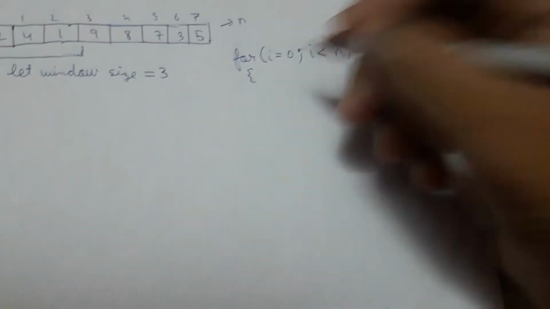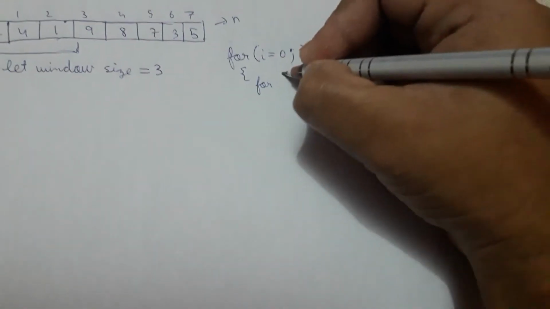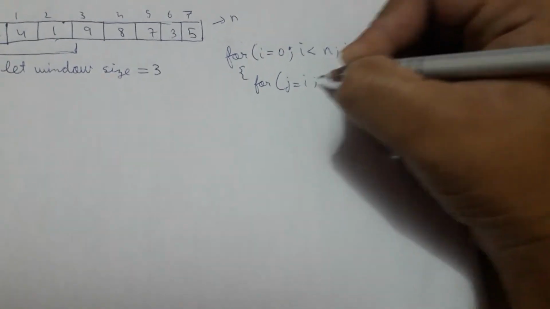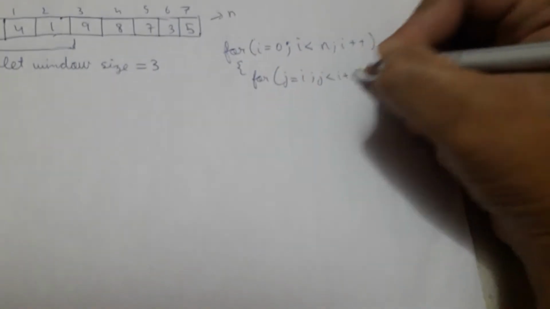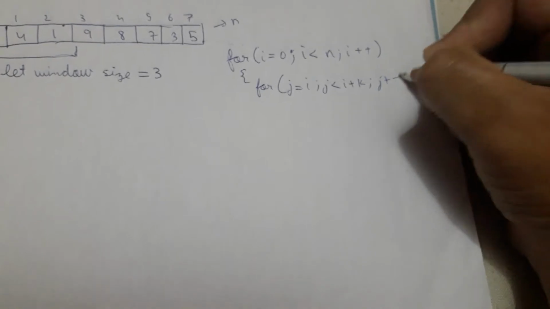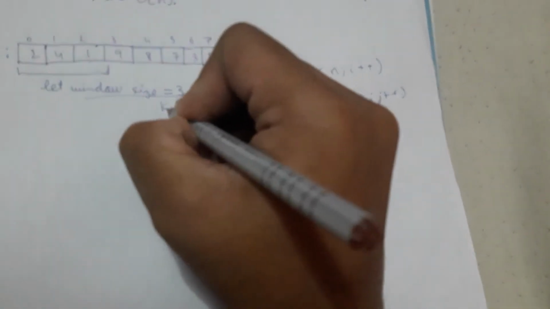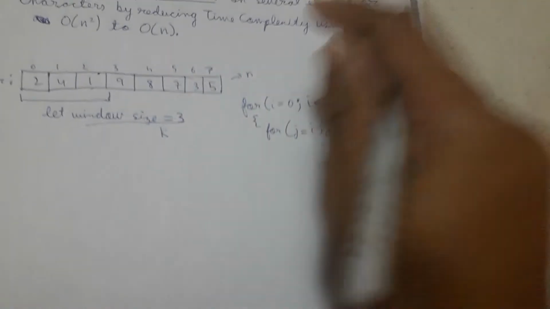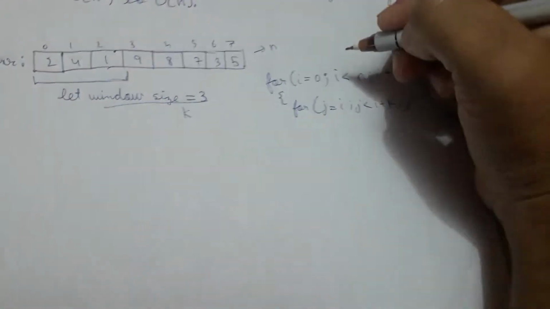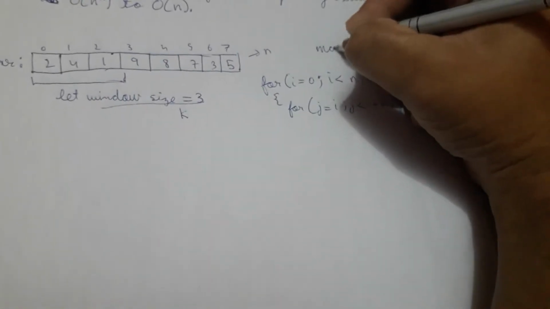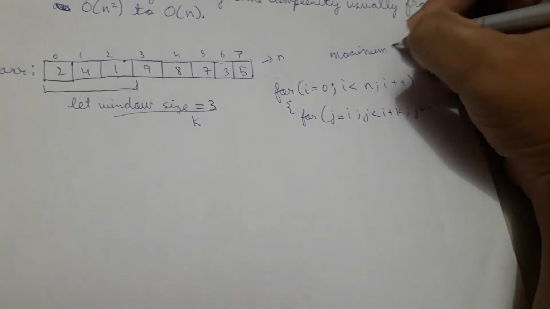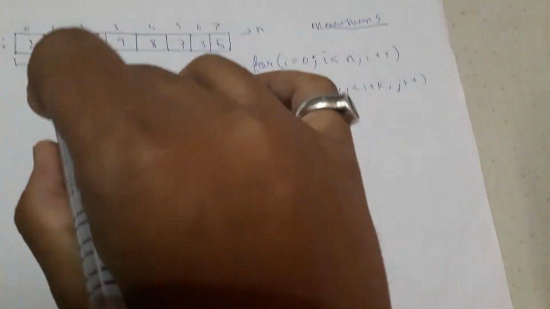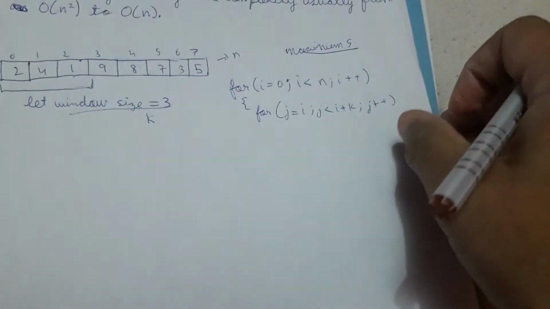And the inner nested loop would run from j equal to I, j less than I plus k, j plus plus. I have assumed that the question has given me the window size k, and the size of the array is n. Now you would have to use a sliding window technique to solve the problem. What you have to do is find the maximum sum of all possible subarrays in this given array.